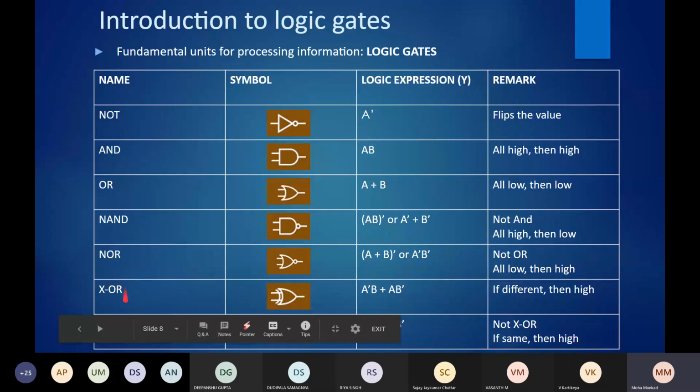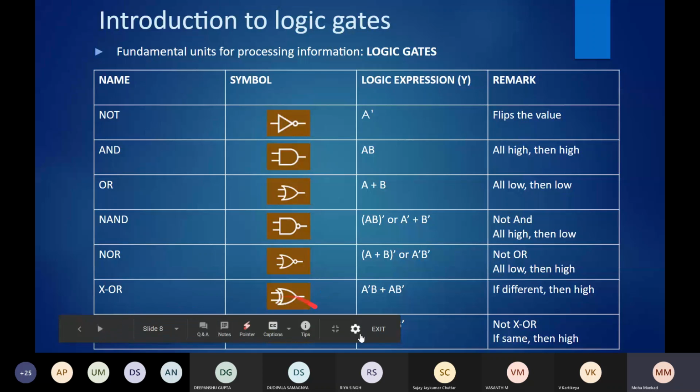Okay, so next is an XOR gate. This is the symbol for the XOR gate. Logic expression A dash B, AB dash. So remark is if different then high. If A and B, both the inputs are different, only then the output produced would be high, like 1, 0 or 0, 1. If the inputs are same, 1, 1 or 0, 0, output would be low.